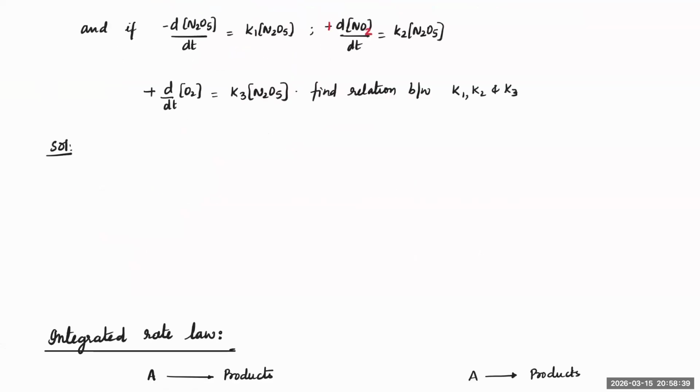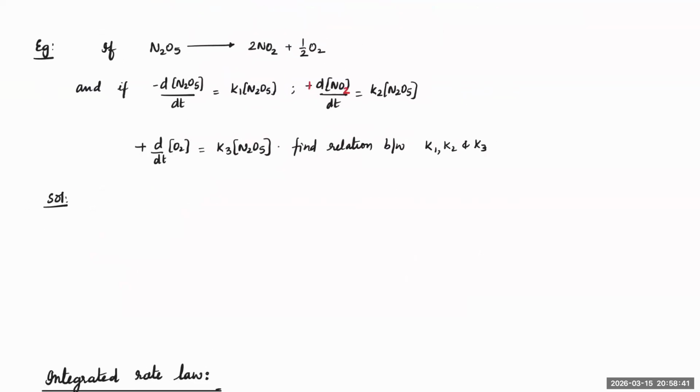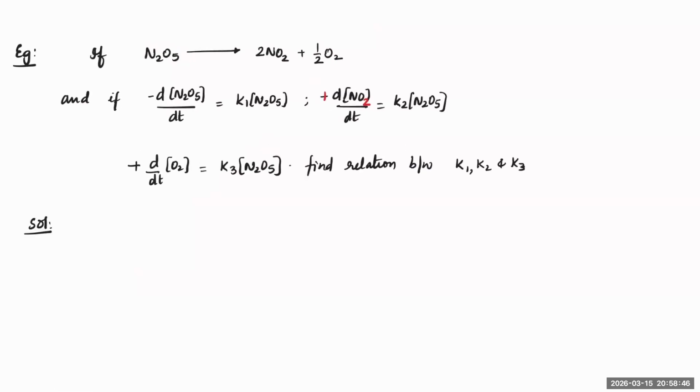See the next question now. If it is given that N2O5 is decomposing by first order kinetics, and it is given that minus d of N2O5 by dt is equal to K1 into N2O5 power 1. That means it is first order. With respect to NO2, it is K2 into power 1. With respect to O2 also, it is K3 into power 1. In that case, how do we relate K1, K2, K3?